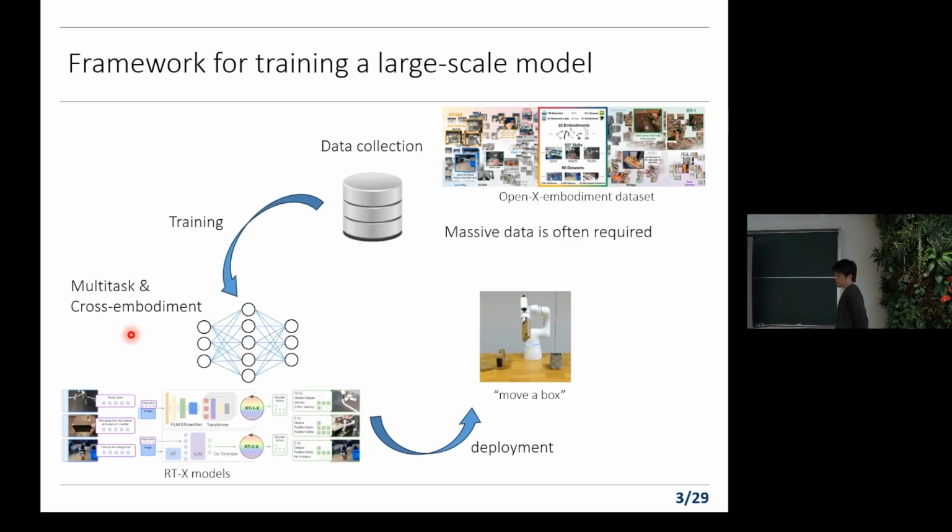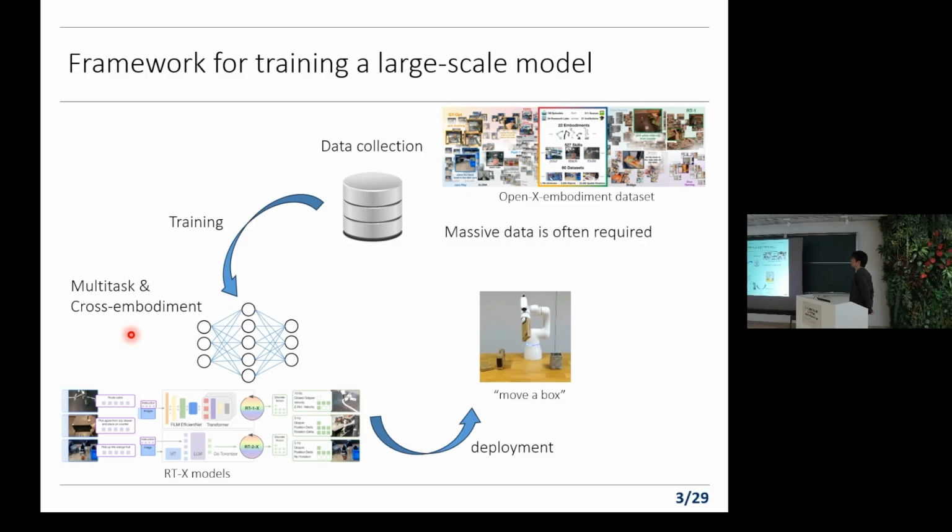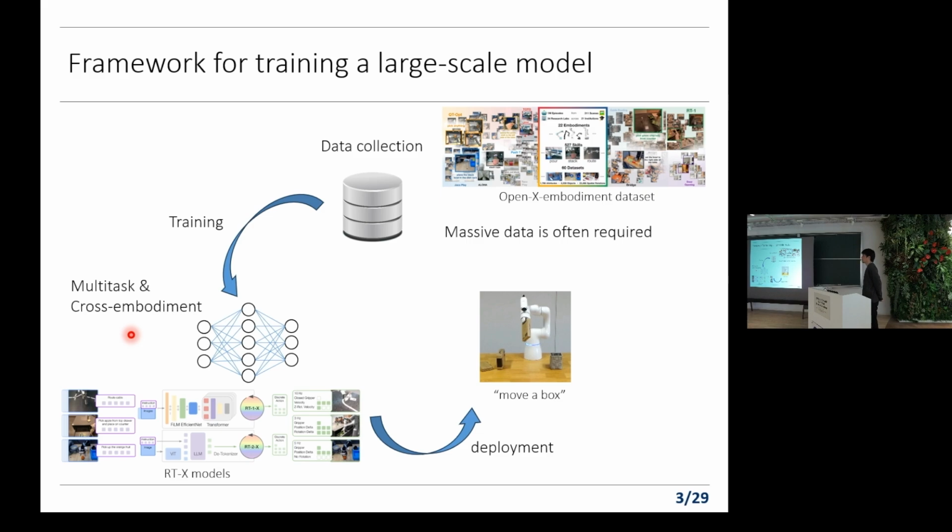So here is a framework for training large-scale models. First, we need data for training a model. Typically, we need massive data. For example, there was a project called Open Cross Embodiment Collaboration, and I actually participated in this project. In this project, researchers from all over the world collaborated together, and we collected nearly 1 million trajectories to create a single data set.